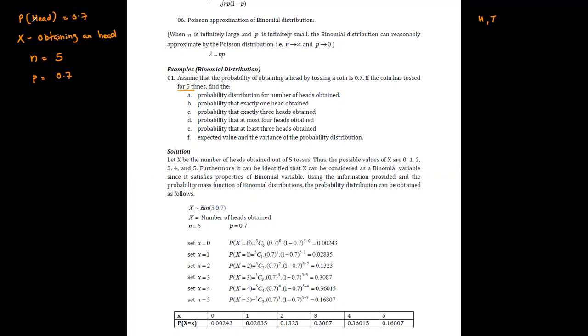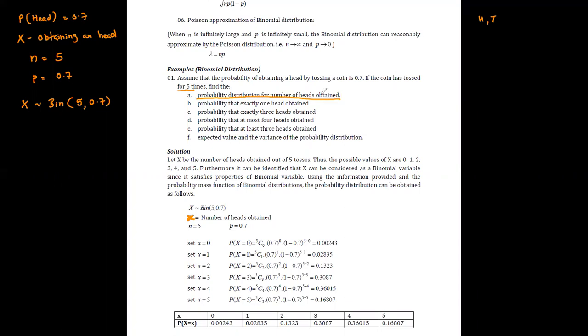Therefore, prior to finding the probability distribution, using the notation, I can say that X follows a binomial distribution having n equals 5 trials and success probability 0.7. Here X is the number of heads obtained, and rather than saying this is the event, what we are observing is lowercase x, the number of heads obtained, with n given as 5 and p given as 0.7.